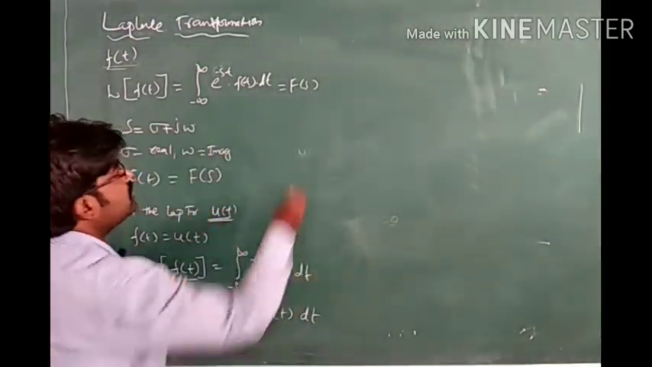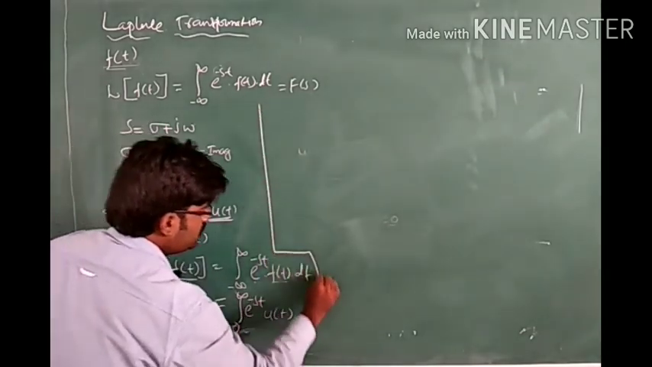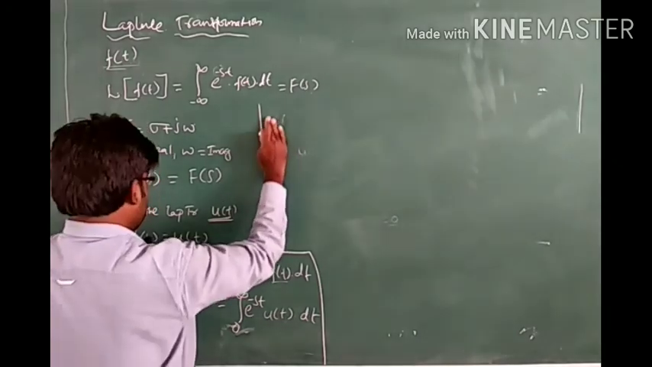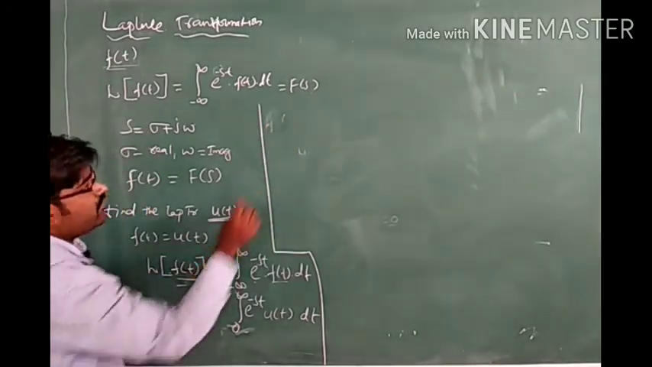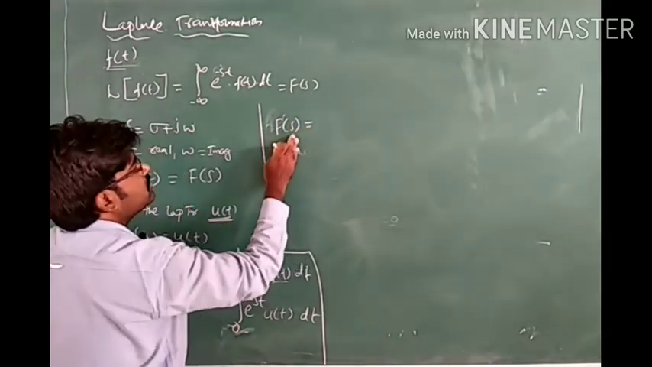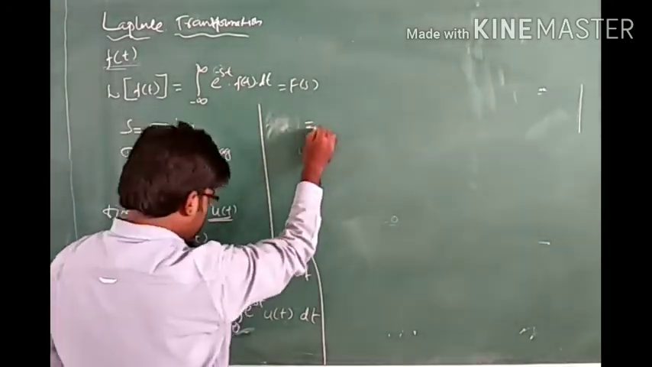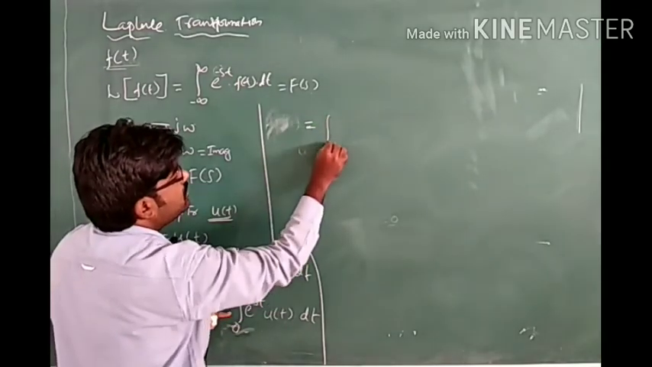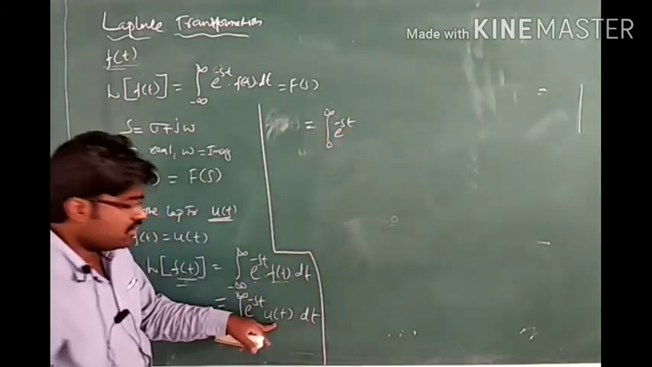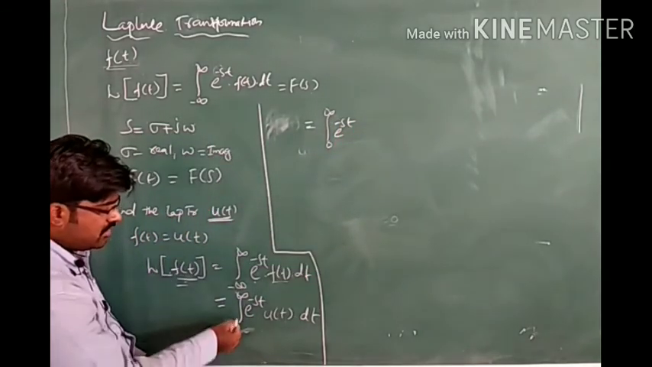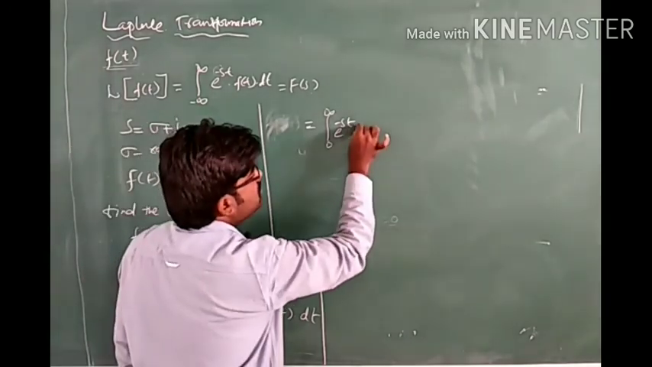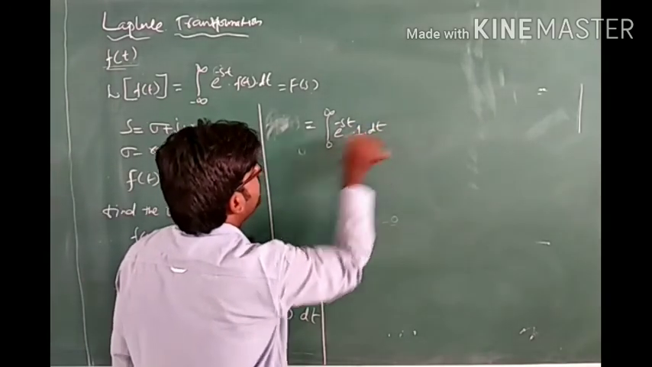Further simplification, you can see here, the Laplace of f of t, which is f of s, is equal to how much? Integration from 0 to infinity of e raised to minus st. What is the value of u of t under these conditions? If t is greater than or equal to 0, its value is 1. So this is 1, into dt.